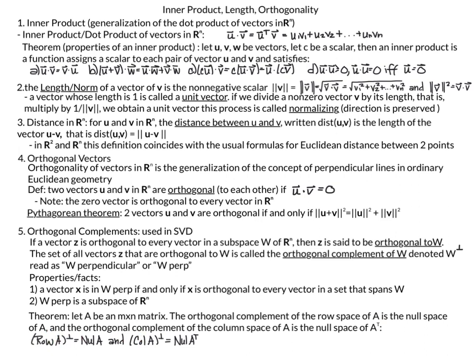So I have this rewritten here. The row space of A perp is equal to the null space of A, and the column space of A perp is equal to the null space of A transpose. So that's it for our overview. So we'll go back and start with inner product.